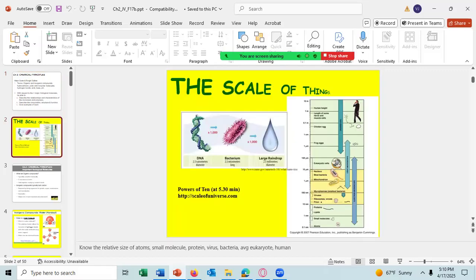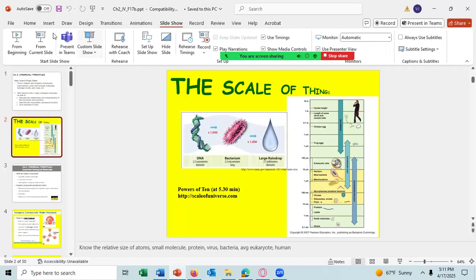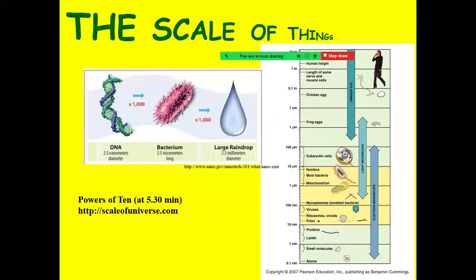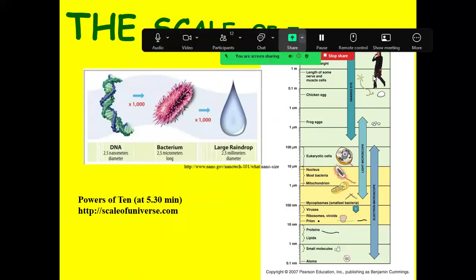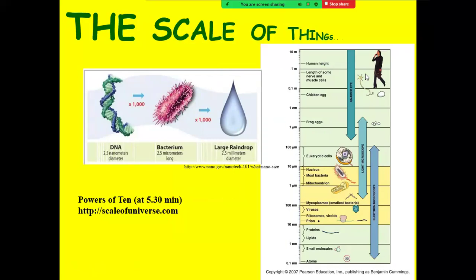The scale of things. For this chapter and for the next chapter, you do need to understand the scale of things. Let me see if I can blow this up. So you need to know that the largest object that we're going to talk about is a human. Obviously, an elephant or a whale are bigger than a human, but in this graph we have the human. And then the next largest thing would be something like a chicken egg. That is the largest cell that all of you have probably seen, and that's the yolk of the chicken egg.